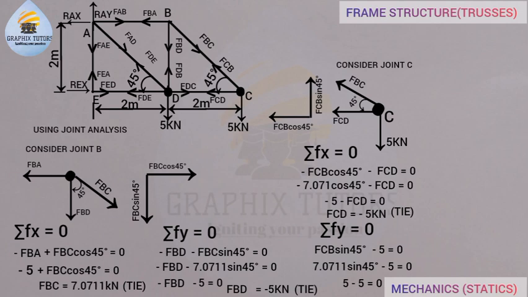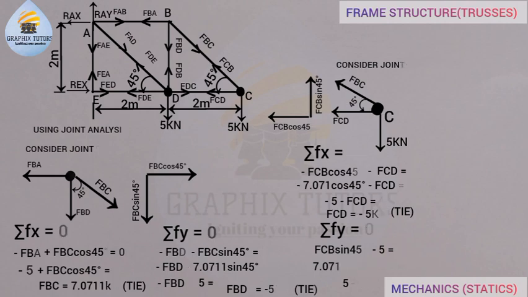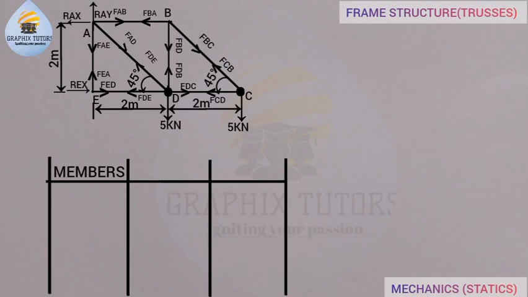So the last thing you should do is to draw a table to show all your members and forces, right? It's very important for you to draw the table. So if I draw out my table, the first column will be for the members, the second column will be for the forces in kilonewton, the third will be the type of force, if it is a tie or a strut, and so on and so forth. Now if you look at member ED, the force acting on it is 15, right? And the type of force there is a strut.